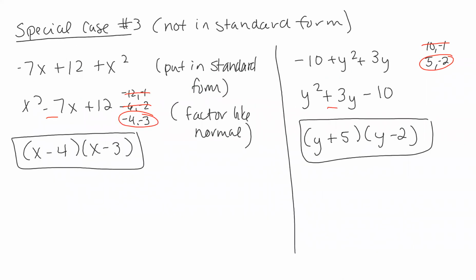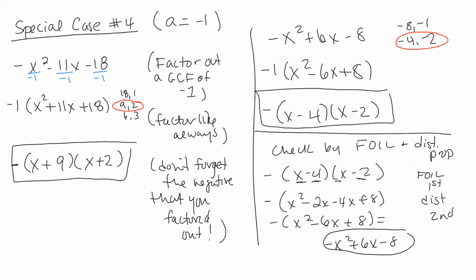Special case number 3, you have a polynomial that's not in standard form. No big deal, put it in standard form. And standard form is highest degree to lowest degree. Once it's in standard form, factor like always. Special case number 4. What we've dealt with so far is A, the coefficient on the squared term, was 1. But in this case, they throw you a curveball. They're like, hey, we're going to make A -1. No big deal. Factor out a GCF of -1, and then factor like always. Just don't forget the -1 in your final answer.